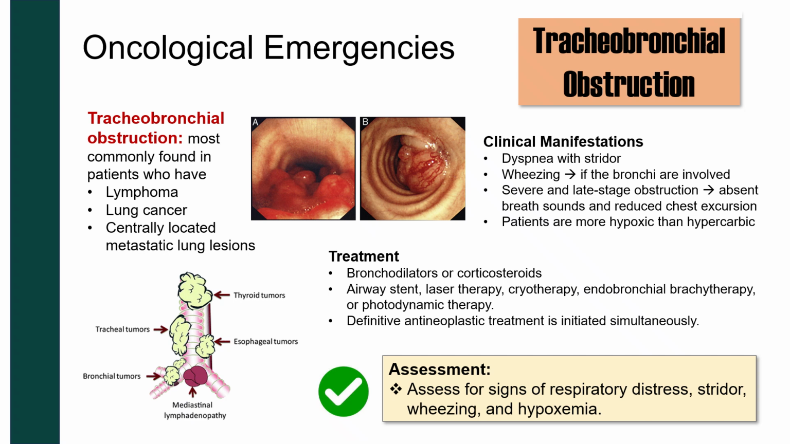So the treatment could be bronchodilators, corticosteroids. They may need a stent placed to open up that airway, laser therapy, cryotherapy. It really just depends on the situation and how we can shrink that tumor down. As you know, that is our airway, so it's a very delicate area. So this will be, of course, the provider deciding what the best plan of care is. And then definitive anti-neoplastic treatment will be initiated simultaneously, so chemotherapy. Assessment for you is going to be signs of respiratory distress, stridor, wheezing, and hypoxemia.